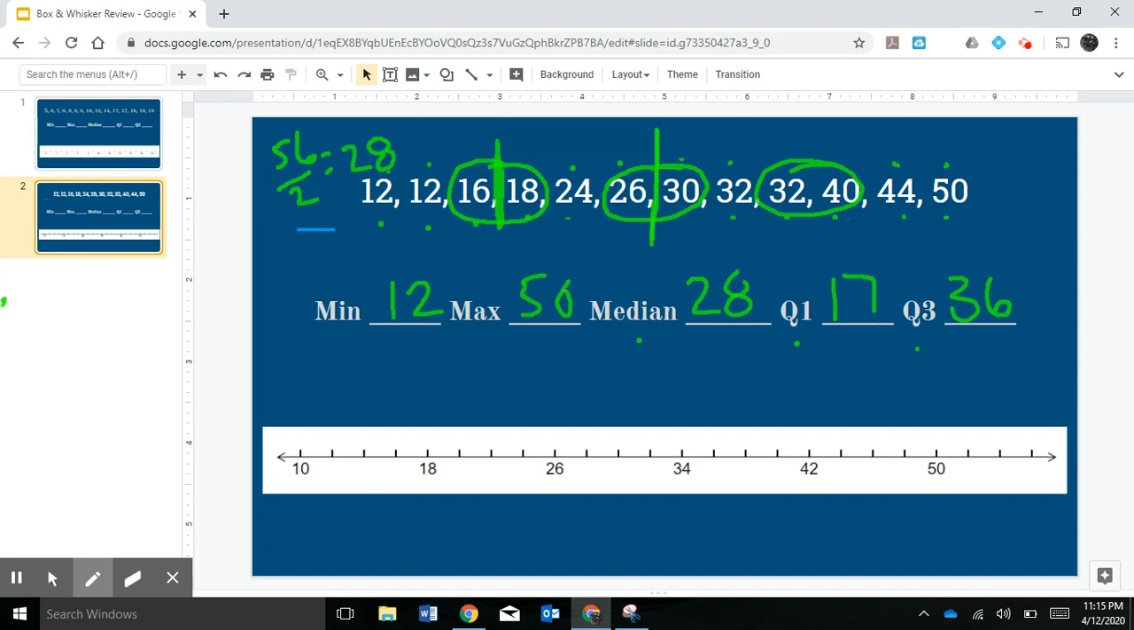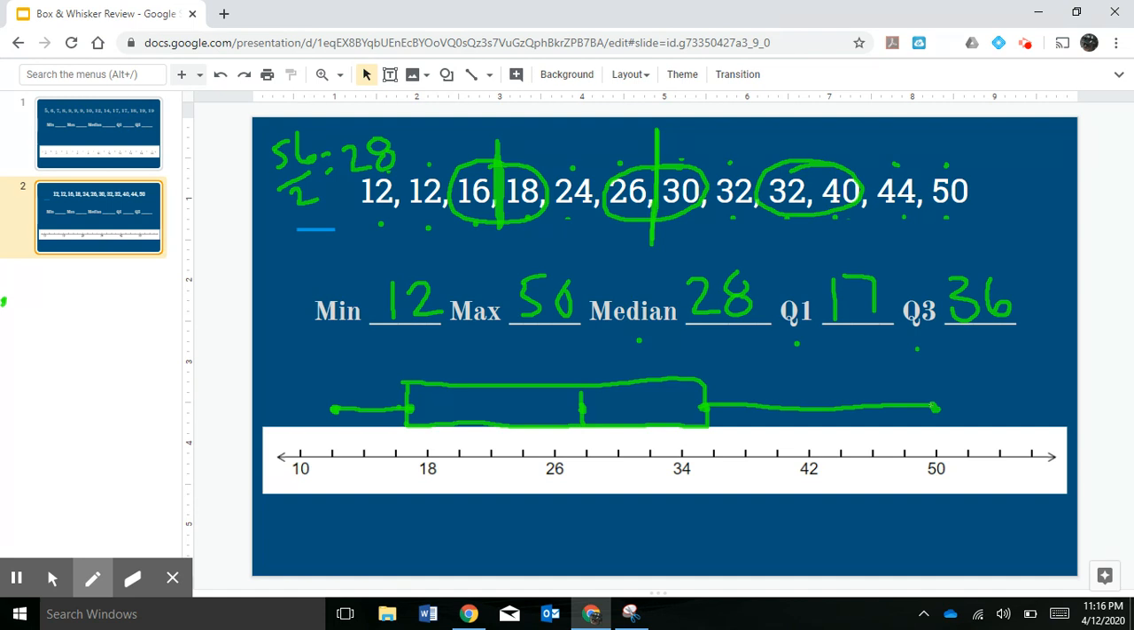Once you do your 5 number summary, you put a dot above the 12, a dot above the 50, above the 28, above the 17, and above the 36. Once you do that, you put a box around the middle 3 numbers, with a line here, and then you put whiskers out to your extremes, out to your min and your max. And that's a simple box and whisker plot.